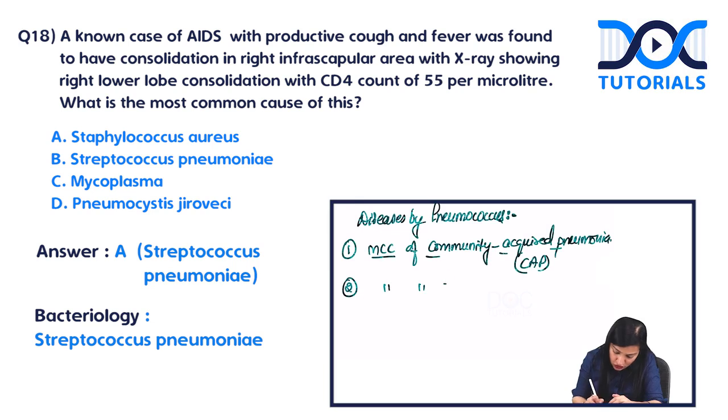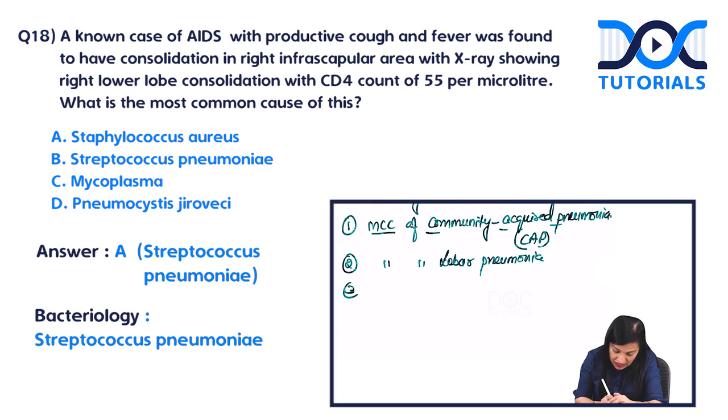Number 2, most common cause of lobar pneumonia. Number 3, most common cause of acute meningitis in adults.